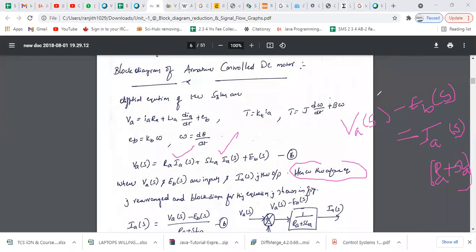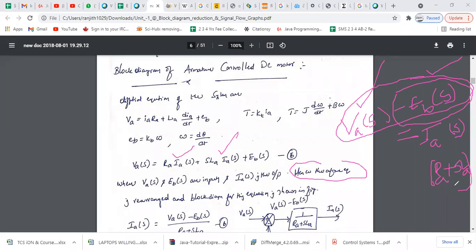Right. What is the input in this equation? Applied voltage minus back EMF. Why? Because for the back EMF, if you observe the sign, it is the negative sign. That means it is opposite to the applied voltage, VA of S.